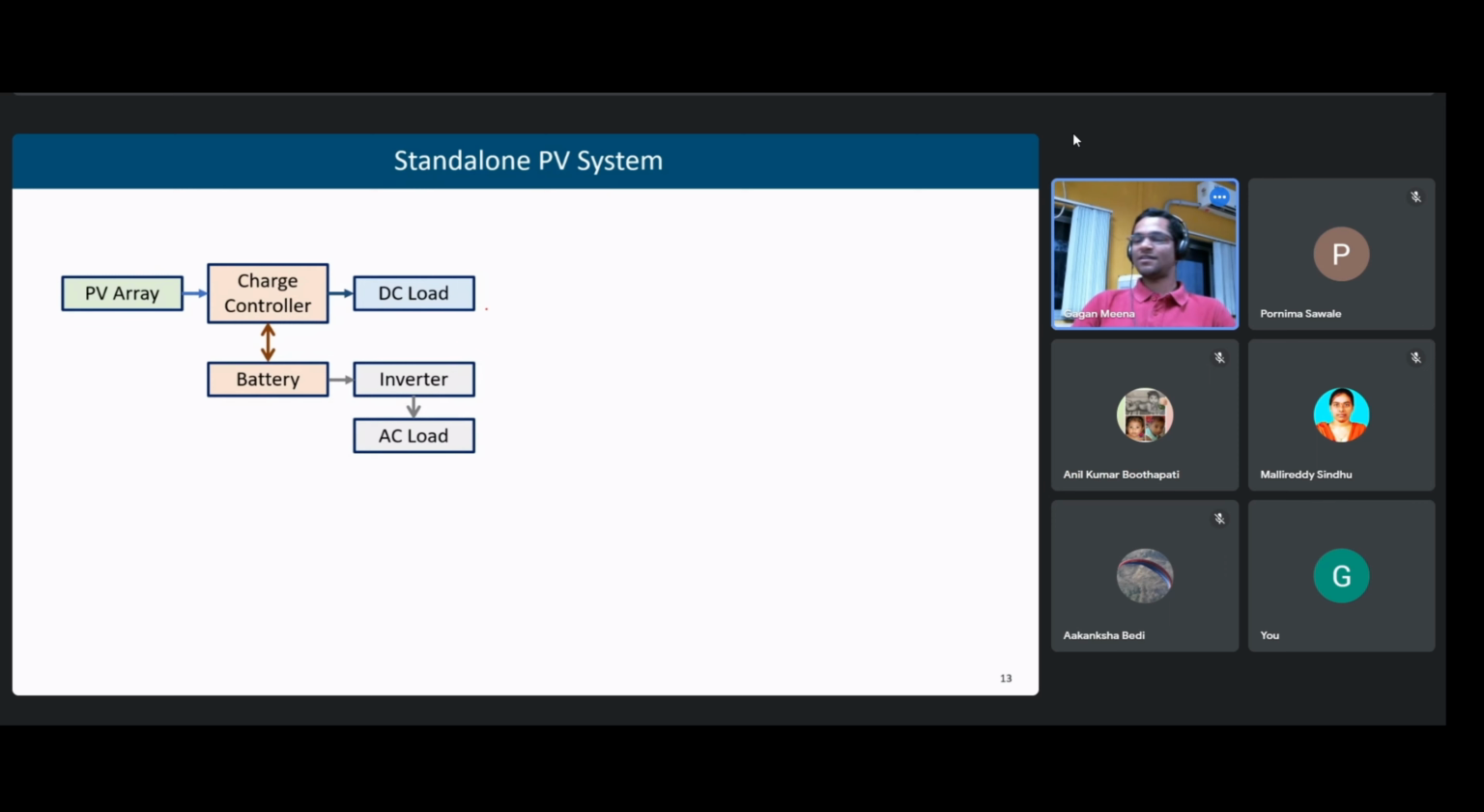All our electronic devices are DC loads, because we use these adapters which convert the AC into DC for them. So if we can directly have DC, we don't need those adapters. Then if there are some AC loads, the output of the battery has to go to the inverter, which will then convert this DC output into AC for the AC loads.